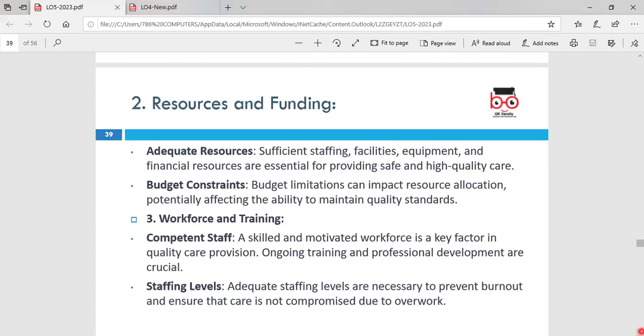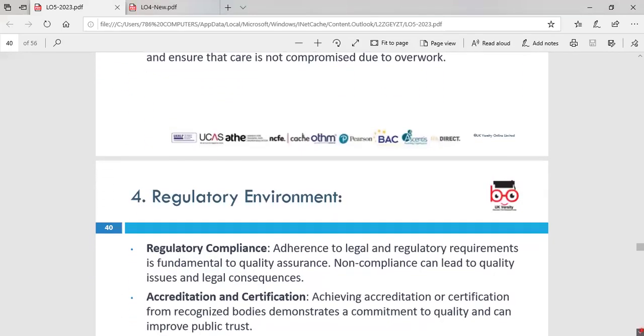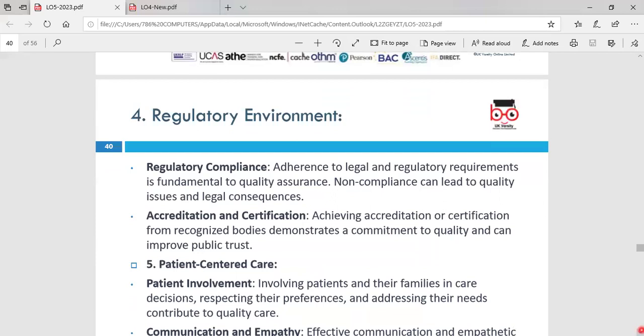If you can't, obviously, then it becomes a constraint, and then you can't maintain the quality to the standards. Workforce training. If you have competent staff, it's always going to be a win-win situation for you. And then you have adequate staffing levels. This is to prevent burnout, so that there's no overwork on anyone's plate. Then the regulatory environment is very important. There should be regulations within your organization, and people must adhere to them. Non-compliance will lead to quality issues, obviously.